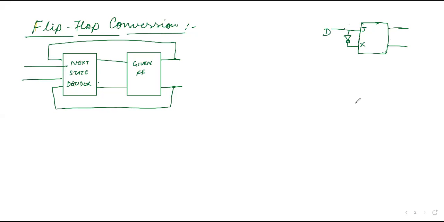So what are the steps for that? There are some particular steps which we have to follow while doing conversion of the flip-flop from one flip-flop to another flip-flop. The very basic or the first step is that you should have the present state, next state table for the given flip-flop.